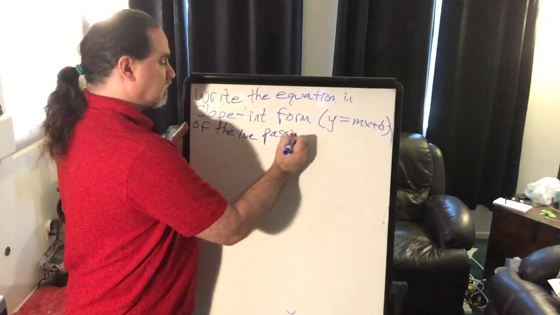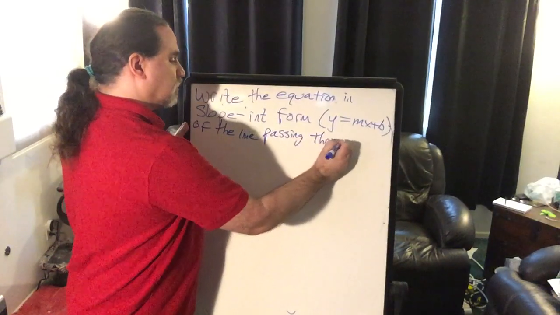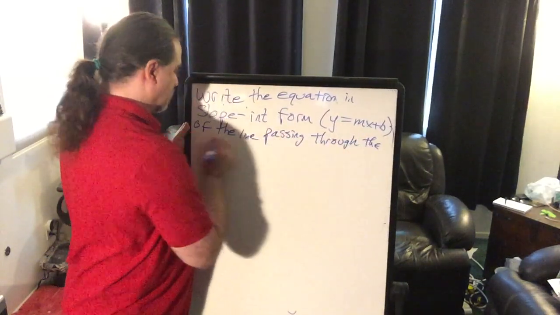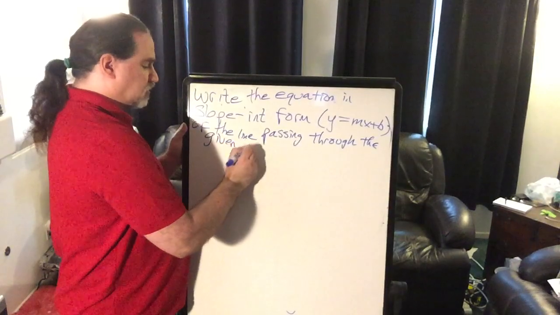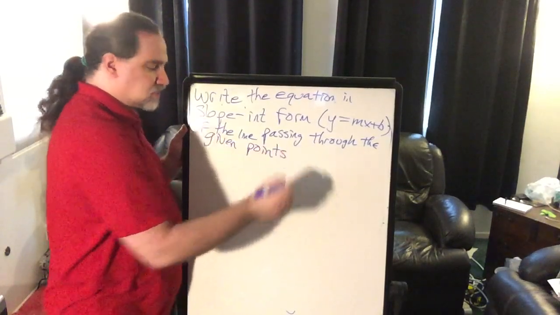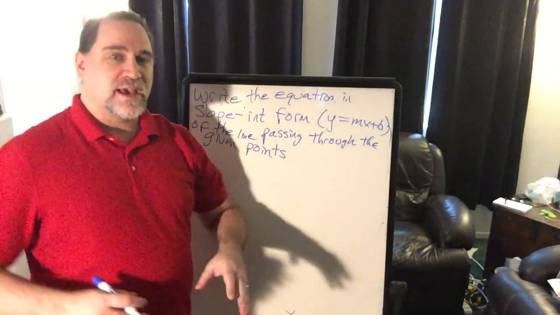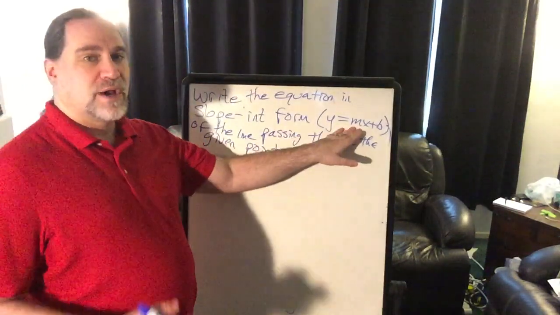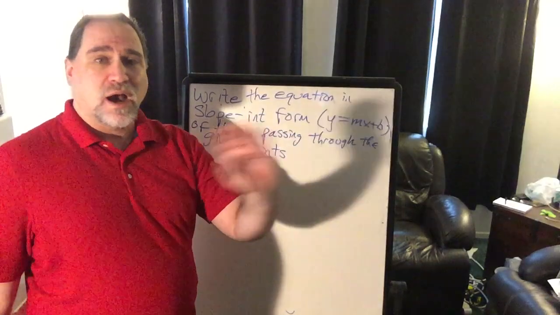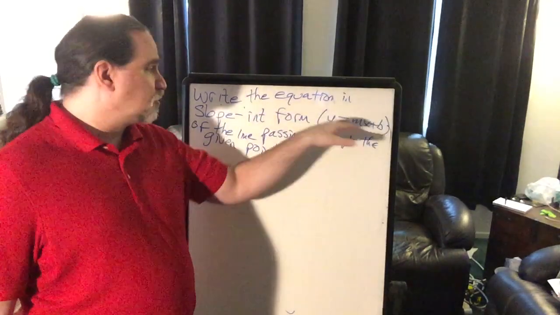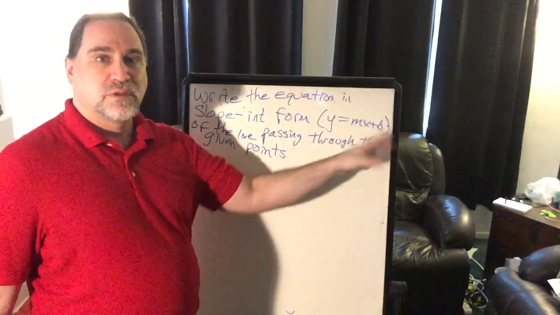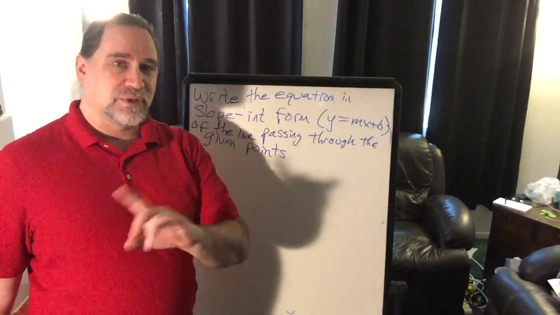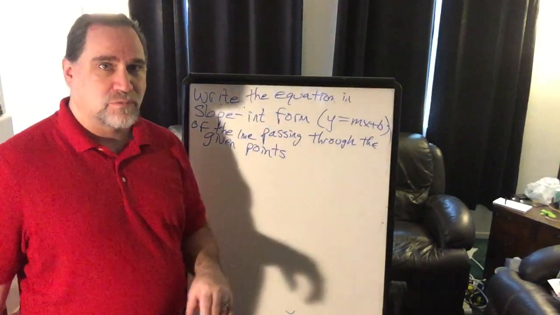passing through the given points. So we're going to do the same situation where I'm going to give us 2 points, and we're going to use those 2 points to create an equation of a line in y equals mx plus b. Now we saw, I find the slope and then I use one of the 2 points to figure out what the y-intercept was. But I'm going to show us a different way to do that right now.